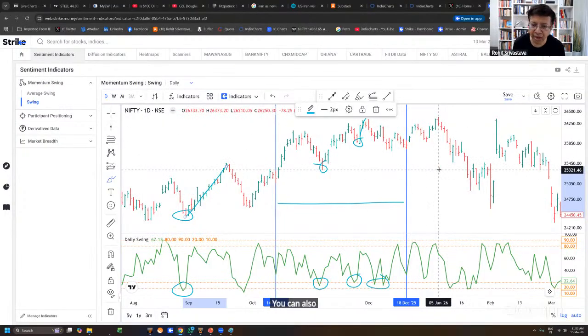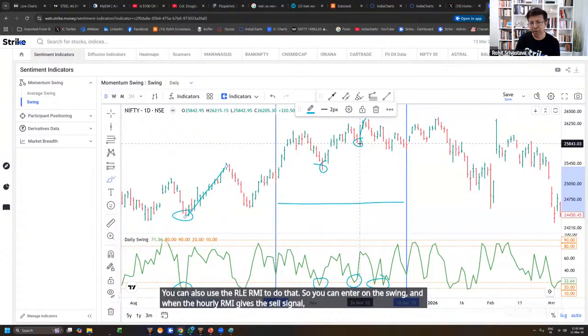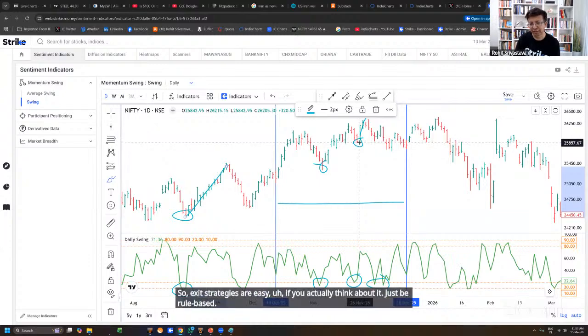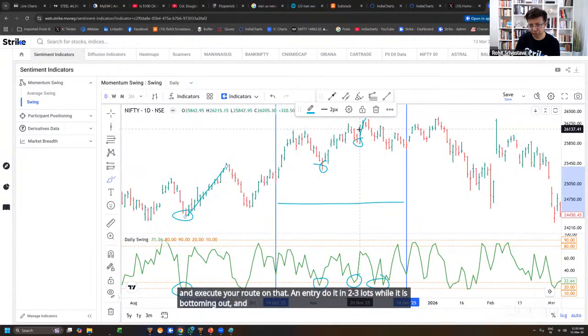You can also use the hourly RMI to do that. So you can enter on the swing, and when the hourly RMI gives a sell signal, or you break the 40-hour average, you can get out. So exit strategies are easy if you actually think about it. Just be rule based. Entry, you have to do it on this, and exit, you do it on that. And entry, do it in 2-3 lots while it is bottoming out and when it gives you the positive reversal.